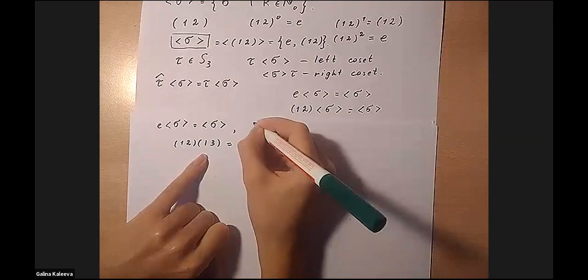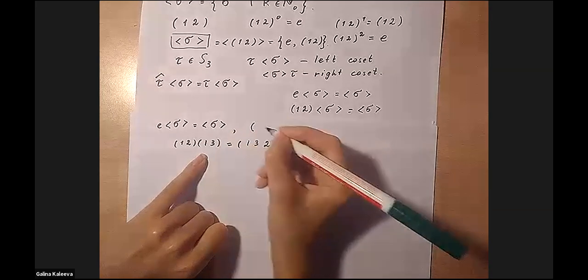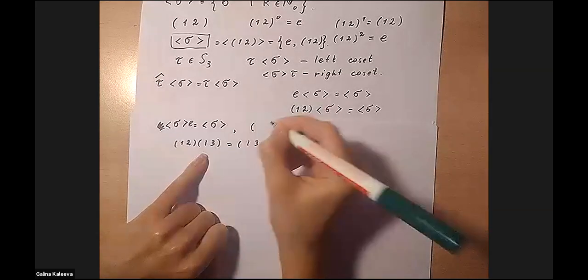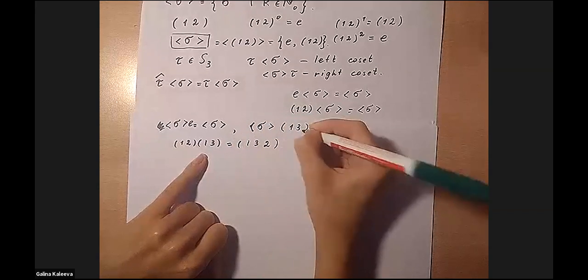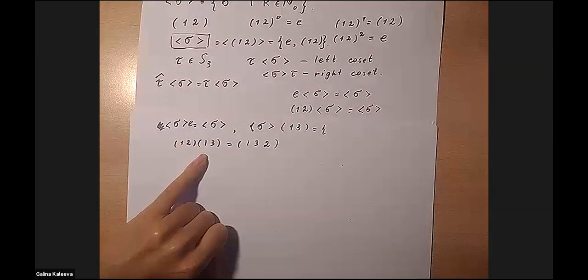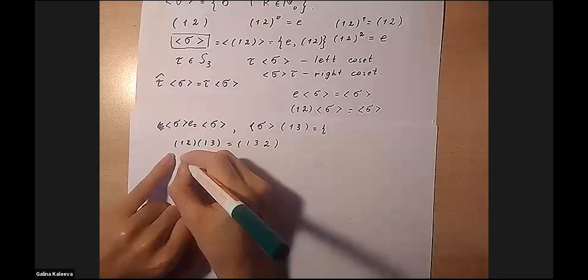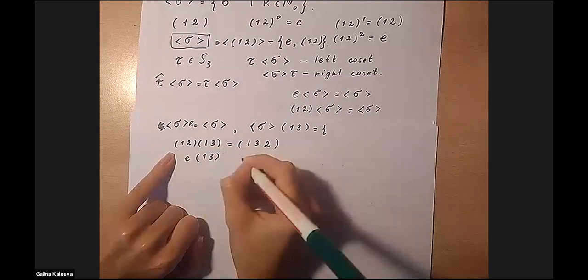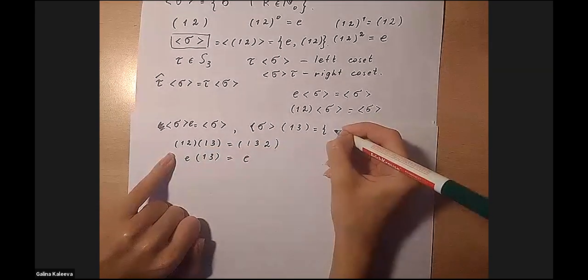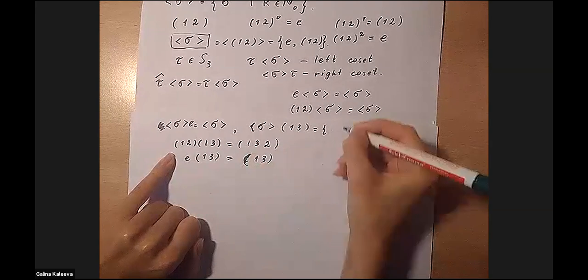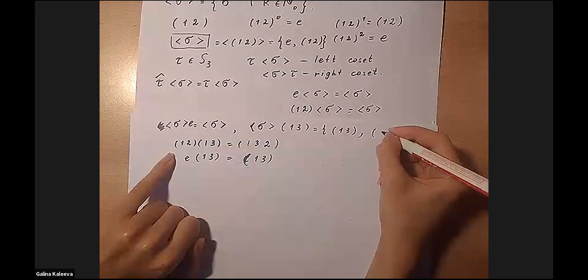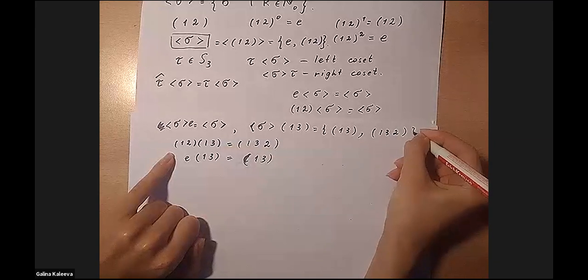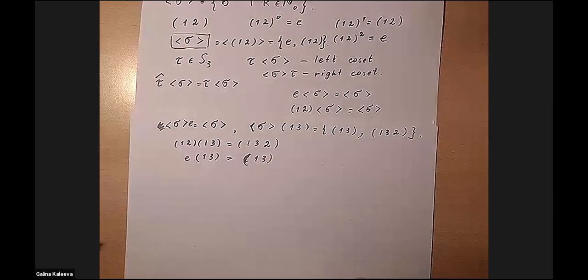That means that the right cosets. This is our sigma and our transposition. The right coset is the following. E multiplied by (1 3) equals our transposition, the neutral element times (1 3). It's clear, yeah? And the product of our non-trivial element and our transposition equals a 3 cycle. Okay? So this is the second right coset.